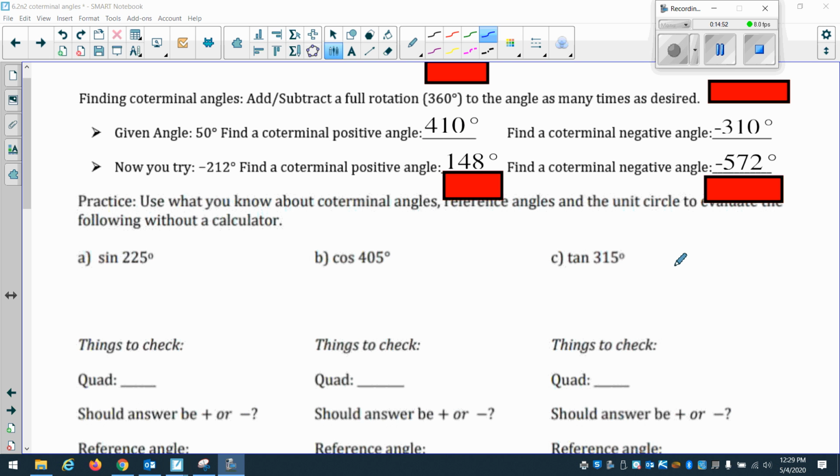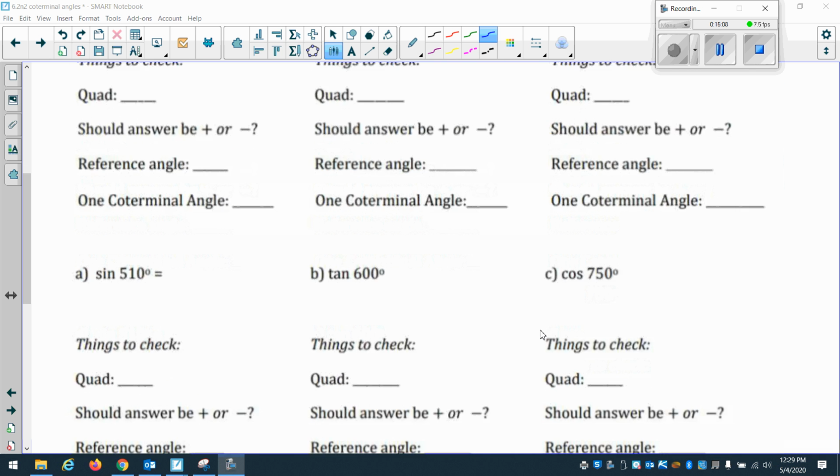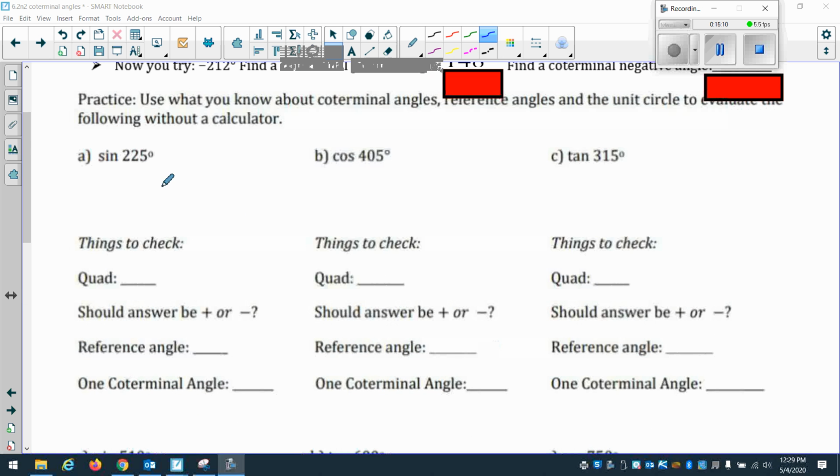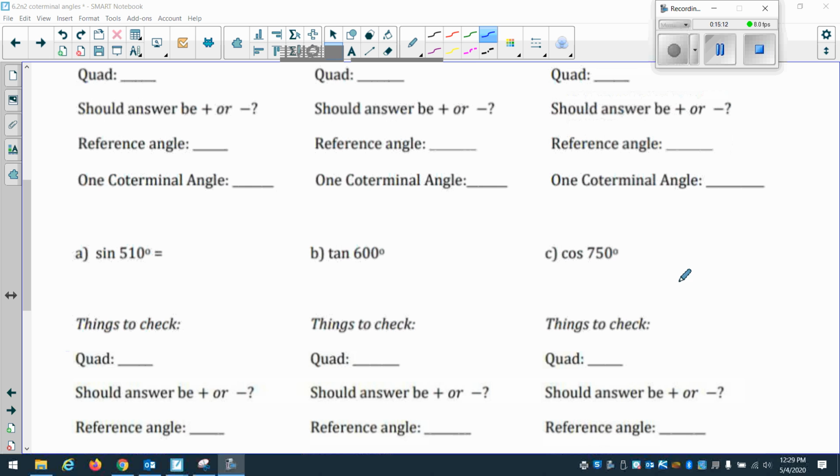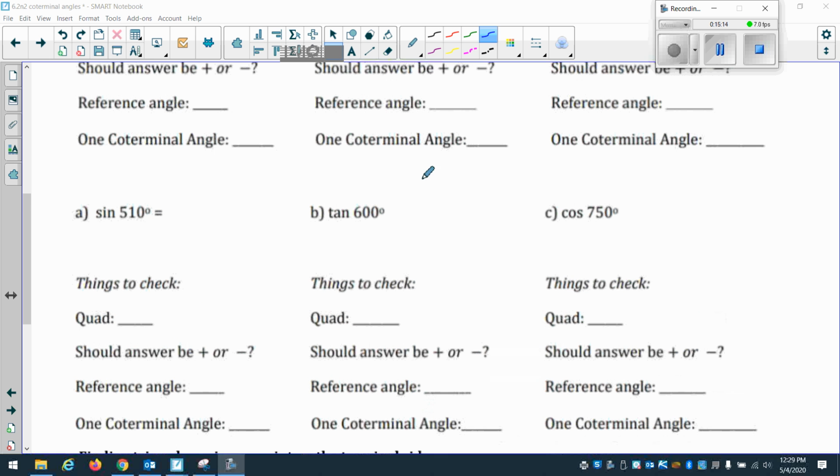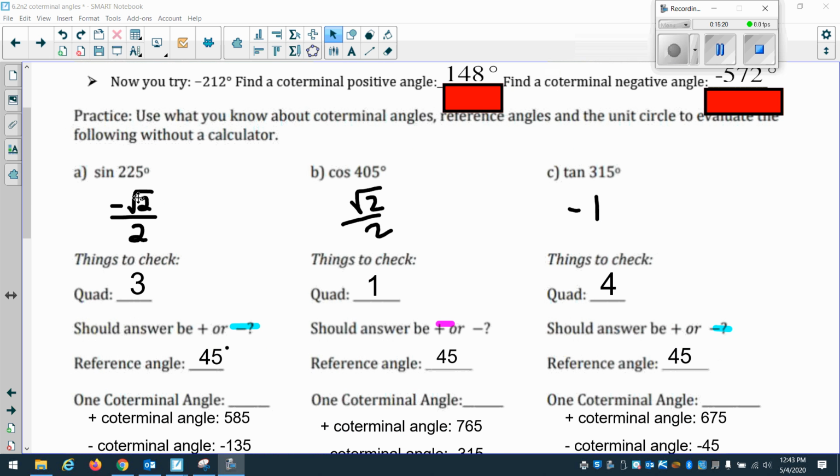So I want you to try the practice on coterminal angles, reference angles, and the unit circle to evaluate without a calculator. So try these 6 problems, A, B, and C, and then A, B, and C as well. Do those 6 problems, so pause the video and then check your answers before we begin the next part. All right, so the answer to the practice is below.